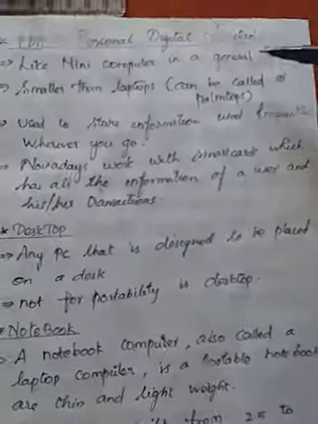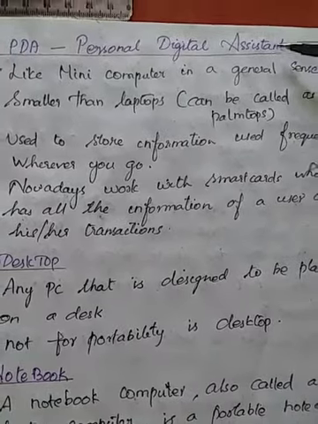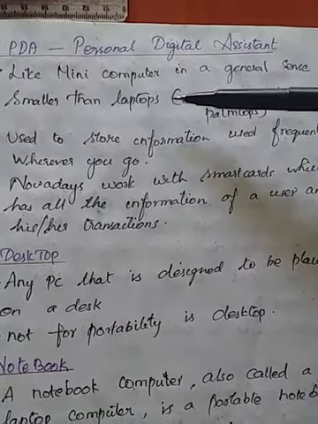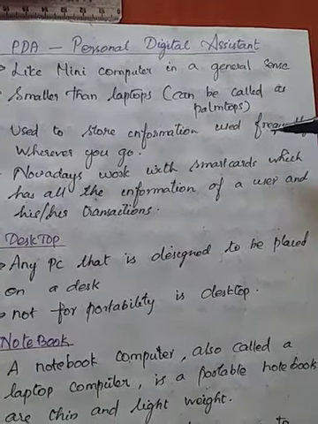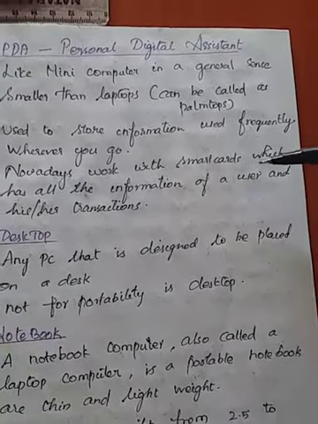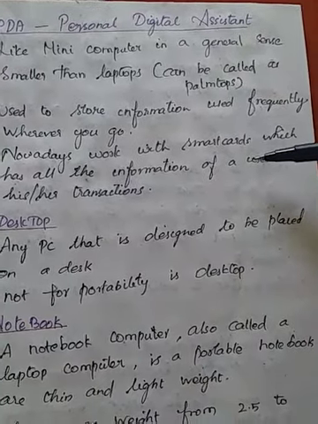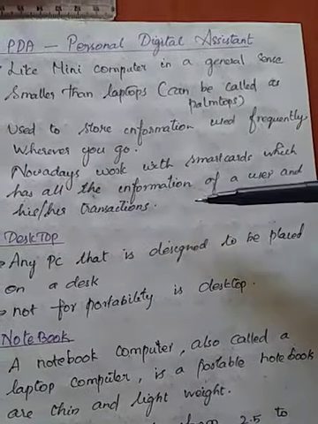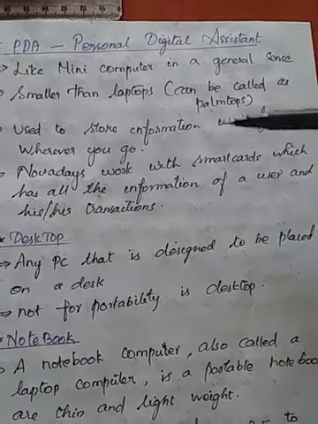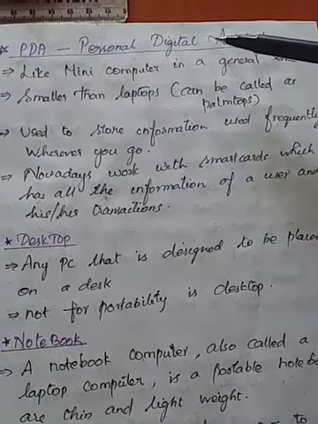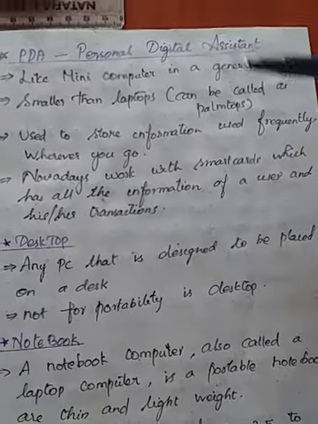And the next classification is the PDA, that is personal digital assistant. It is like a mini computer, smaller than a laptop, and can also be called a palmtop. Frequently used information can be stored in a PDA. Nowadays, we use smart cards. The smart card holds information about the user and transactions. So day-to-day and frequently used information can be carried along with the PDA. Being smaller than a laptop, it can be easily carried with us.